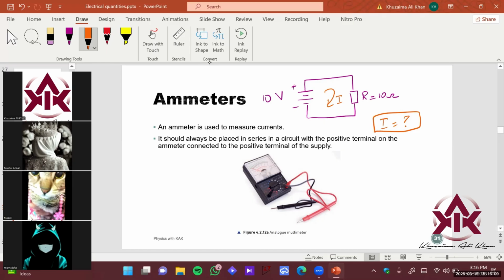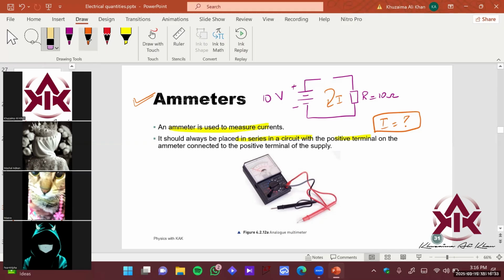But let's say I want to derive this using an experiment. I don't want to use the formula here. So what can I use over here? I can use an ammeter. Ammeters are basically used to measure currents, and it should always be placed in series with the positive terminal of the battery. So where do you place the ammeter here? Always here. Let me just show you.